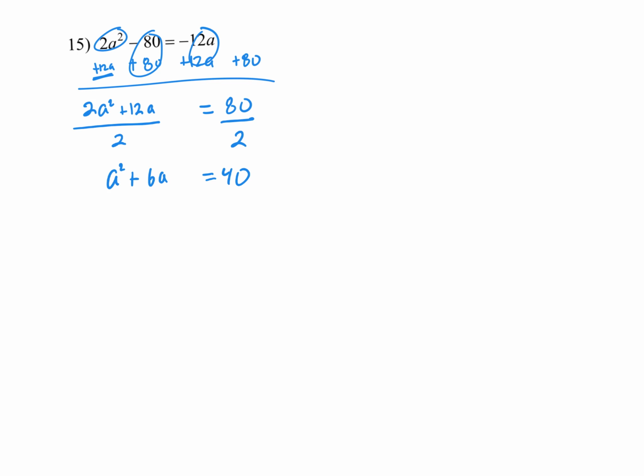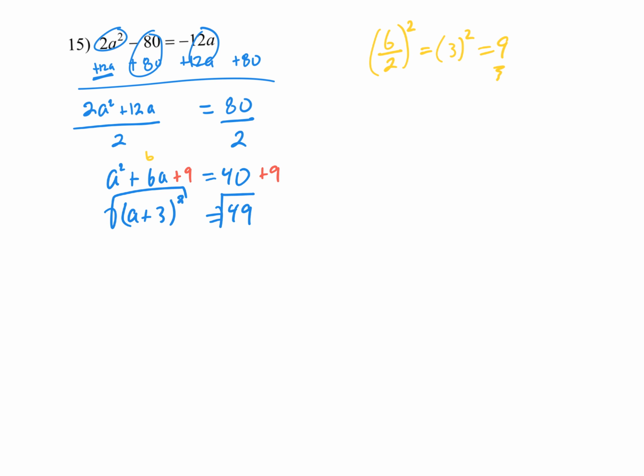Now, let's do our trick here. This is going to be my b, so I'm going to say b over 2 squared. 6 over 2 is 3 squared, which is 9. That's my number. So I'm going to add 9 over here and add 9 over here. Factoring the left-hand side, when we're doing this trick, a plus, not 9, but 3 squared is equal to 49.